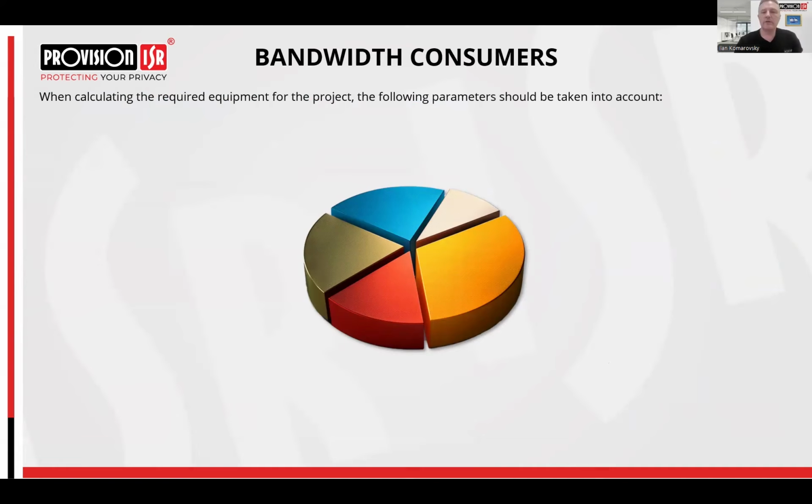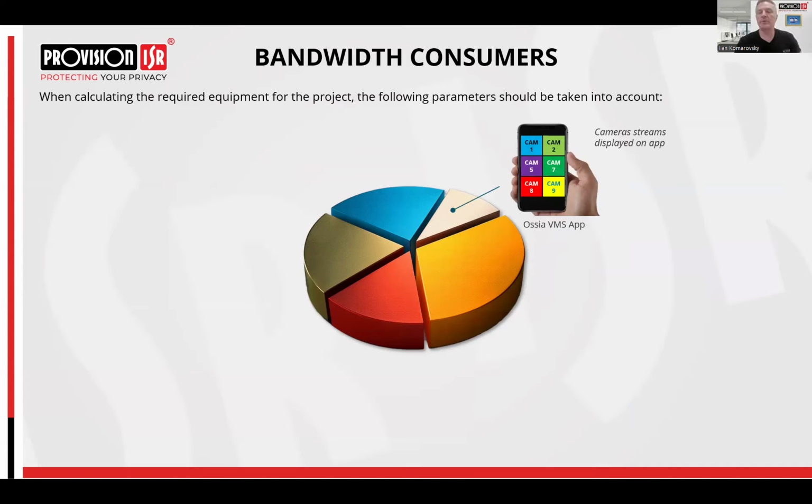So in total, we have 5 different customers or consumers of this bandwidth. The first one is the app. Anytime you open an app and you see some cameras, you are consuming bandwidth. You are dragging it from the management server or transfer server. So this is the first cost.